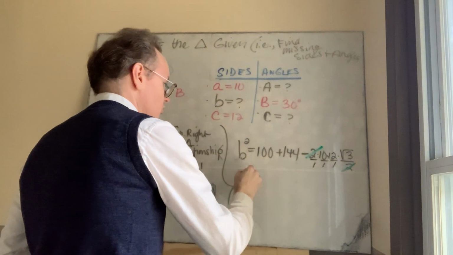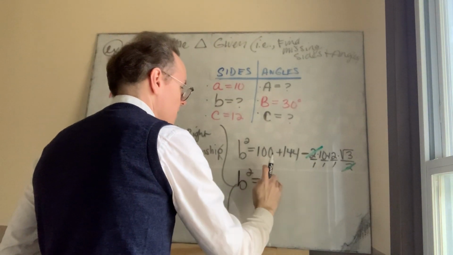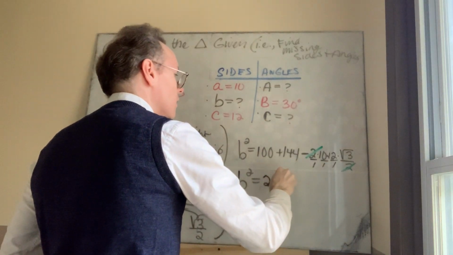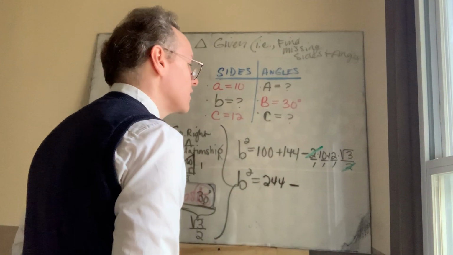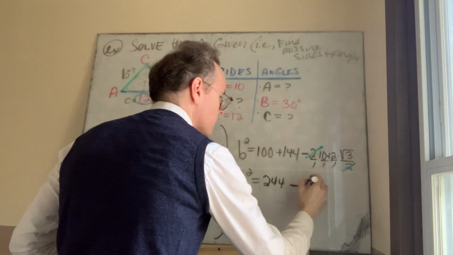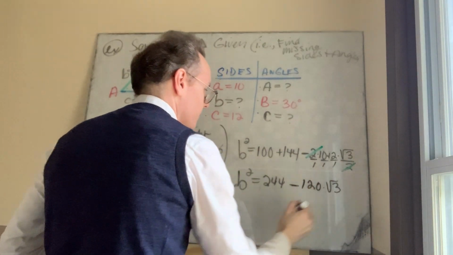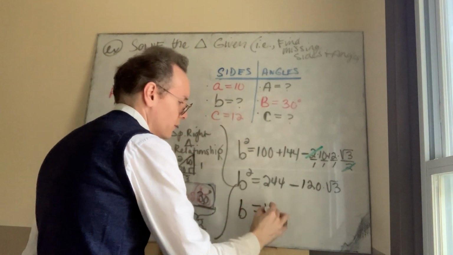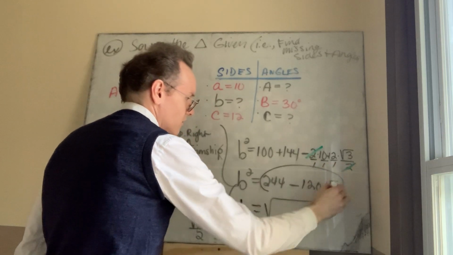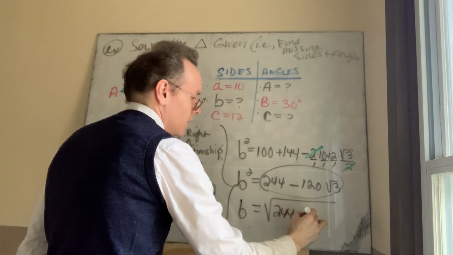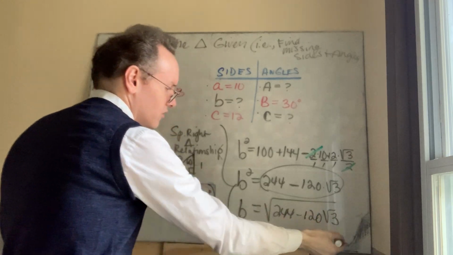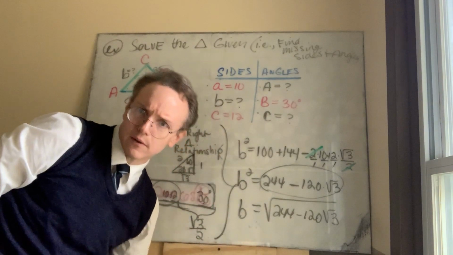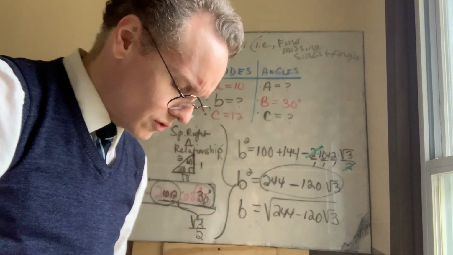And therefore this is b squared is equal to 244 minus 10 times 12 is 120 times the square root of 3. And to get b, you would have to take the square root of whatever this is. Alright, so you would type that into your calculator. Just be careful about the syntax, the way that you type it, and you'll see what it is.